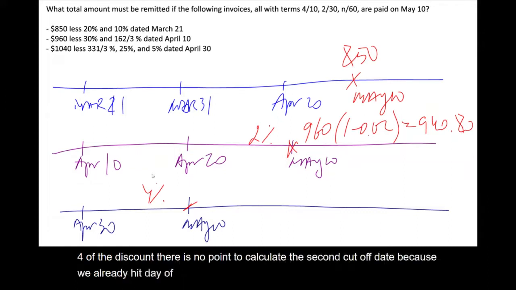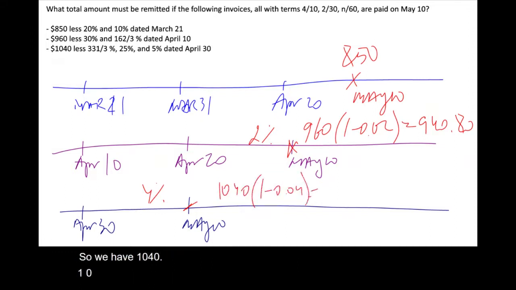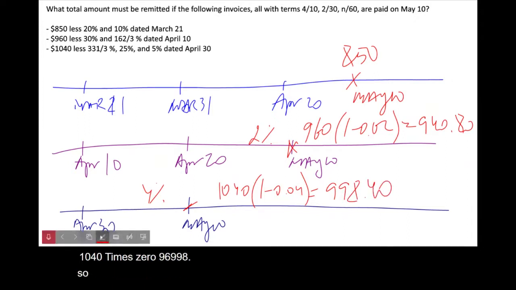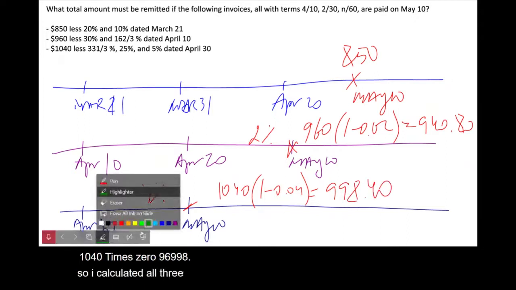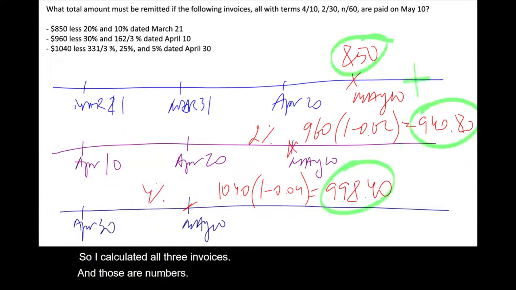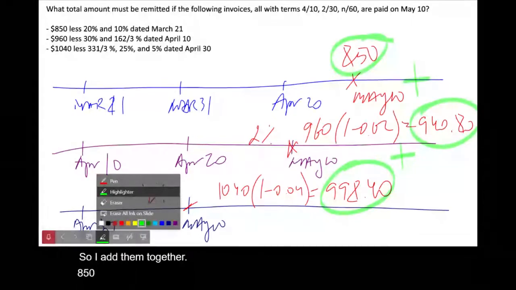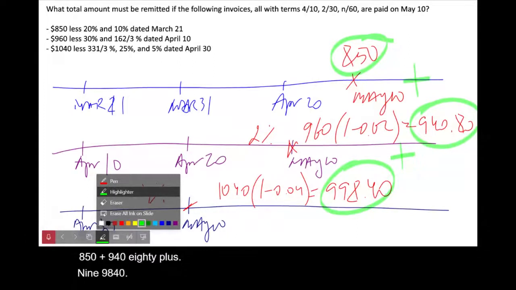the day of the payment, right? So we have 1040 times (1 minus 0.04), so 1040 times 0.96 is 998.40. So I calculated all 3 invoices, and those are numbers. So I add them together: 850 plus 940.80 plus 998.40, and I have 2000.